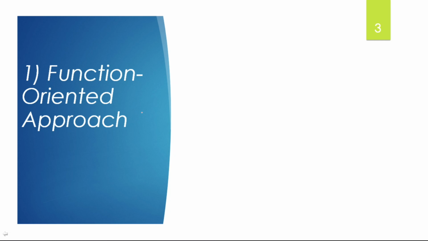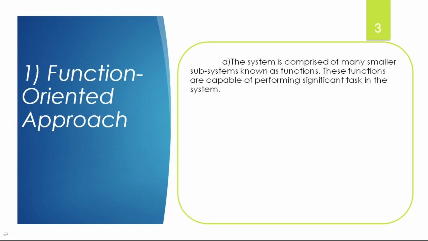First of all, let us discuss the function oriented approach. This system is comprised of smaller subsystems known as functions. So if you have a program, this program is comprised of some subsystems known as functions. These functions are capable of performing significant tasks in the system. These functions will perform the task given by the user or the programmer.